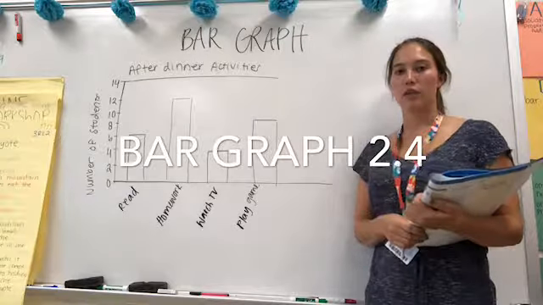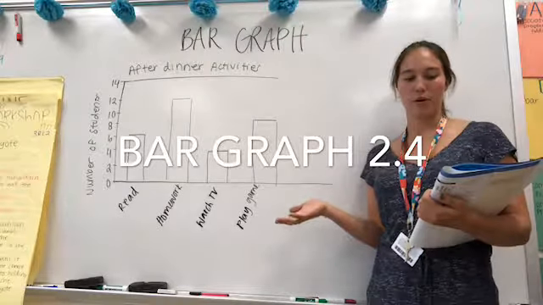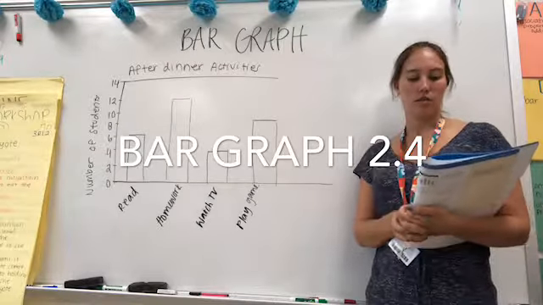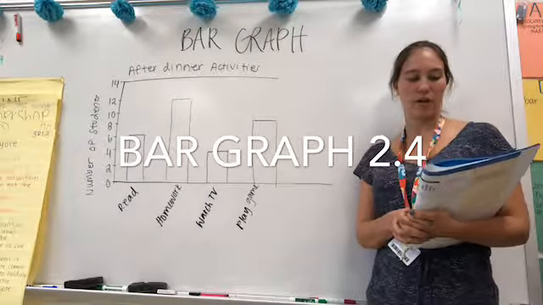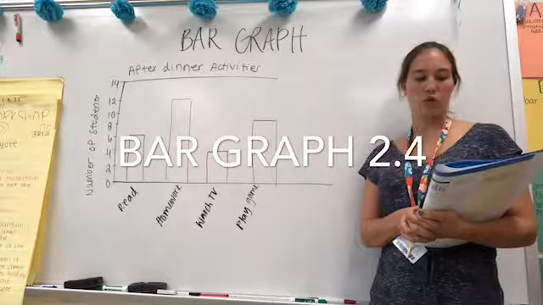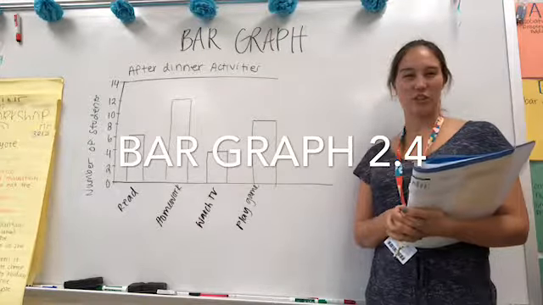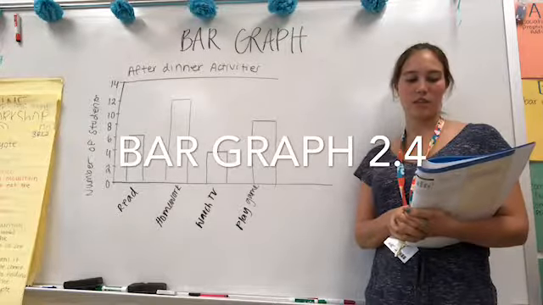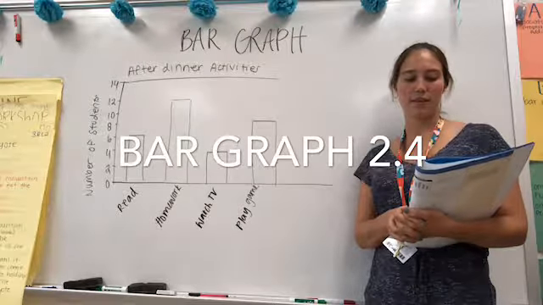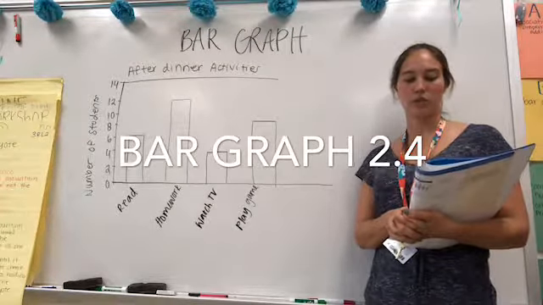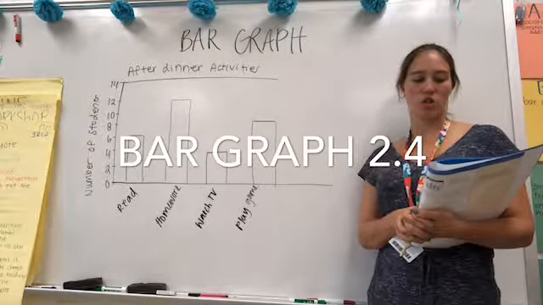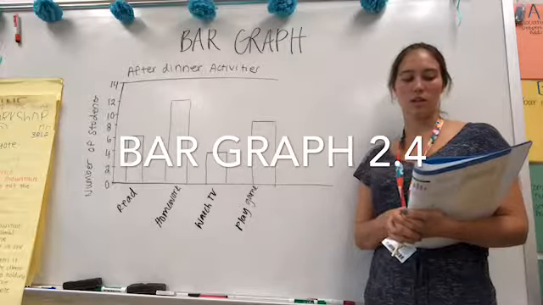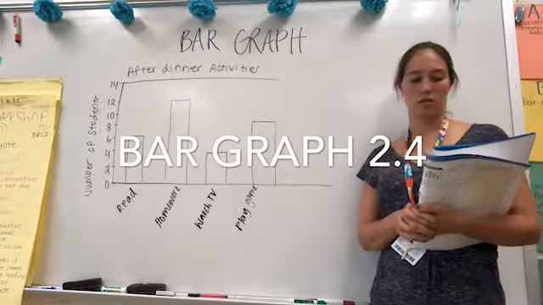So the bar graph that I've drawn on the board here is the bar graph shown in lesson 2.4 homework. For this homework, it is talking about after school activities or after dinner activities. The question reads, the third grade students at Case Elementary School were asked what they spent the most time doing last week after dinner. The results are shown in the bar graph at the right. How many students spent the most time watching TV after dinner?